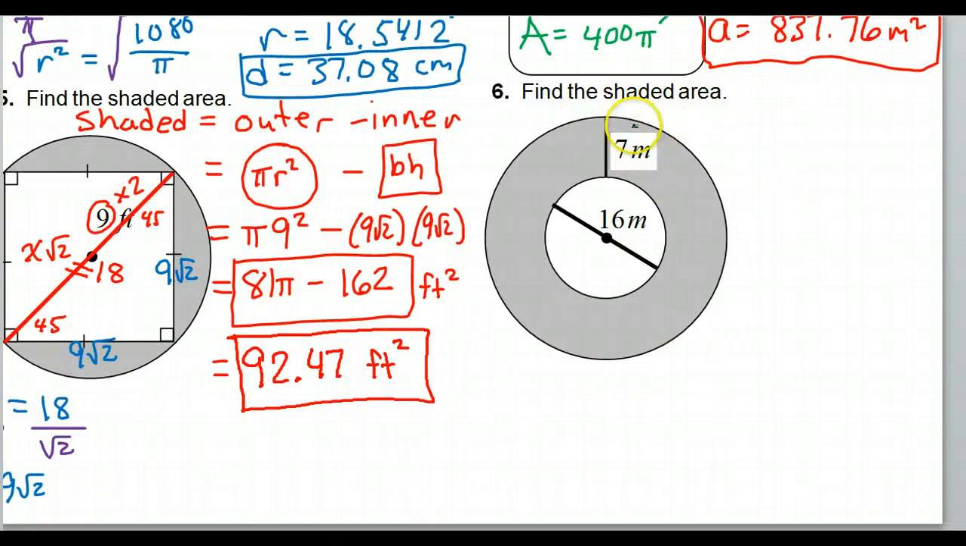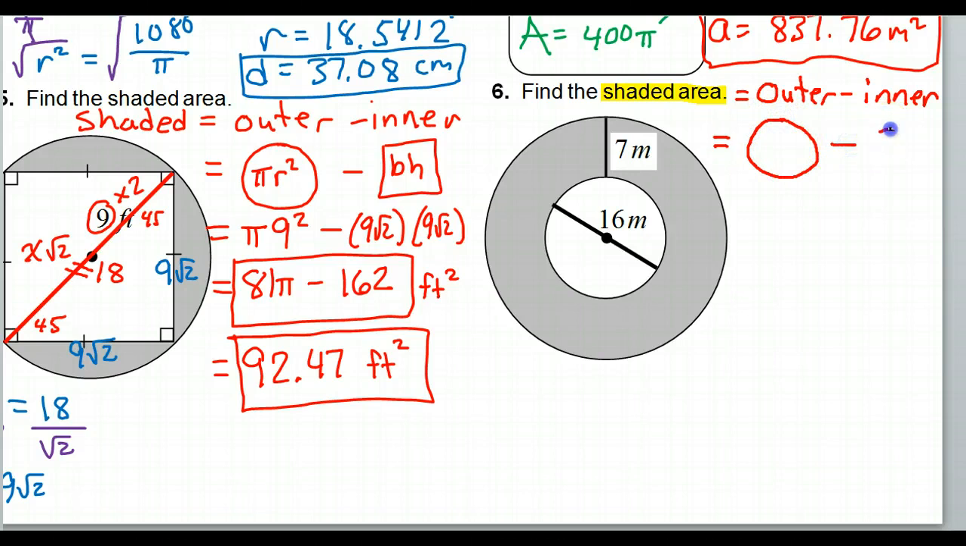Finally, number 6. Again, this is the space between two shapes. Number 6 is a little bit simpler since they are both circles, but I'm still going to be careful. So if I want that shaded area, like we mentioned before, it should equal the outer shape minus the inner shape. So in this case, they're both circles.